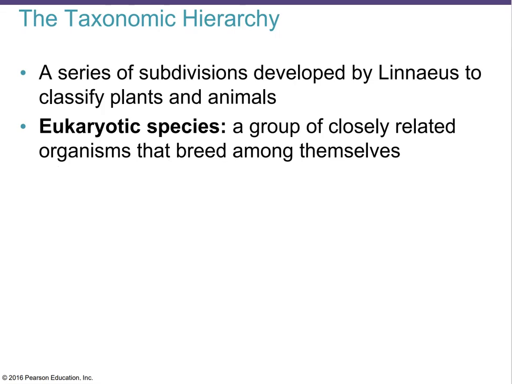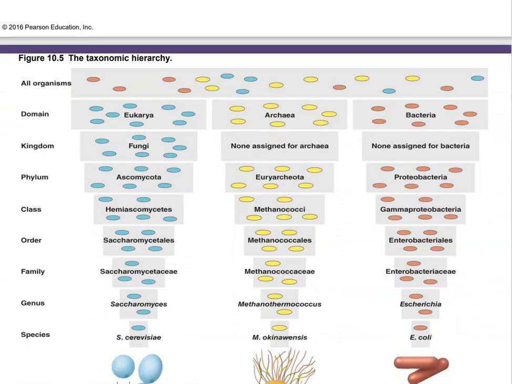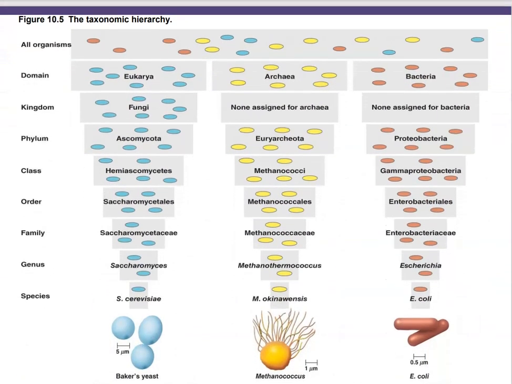This was all started out with Linnaeus, who started classifying plants and animals based on similarities. Now the eukaryotic species are very closely related to one another, as we saw with the domain system, and based on sequence comparisons, that's now established. But let's take a look at the taxonomic hierarchy.